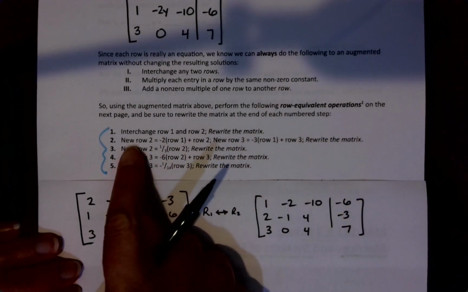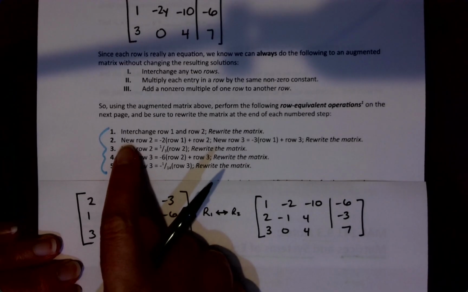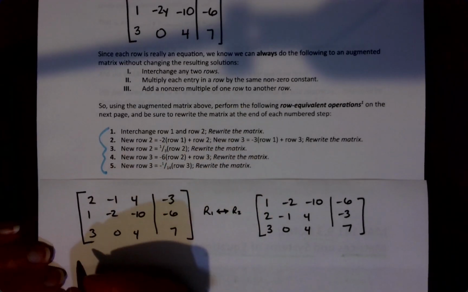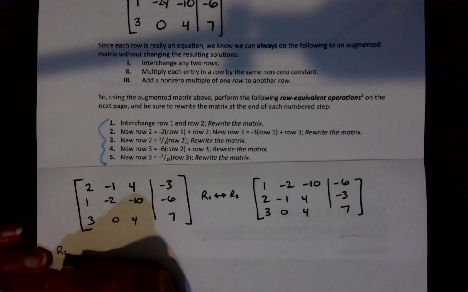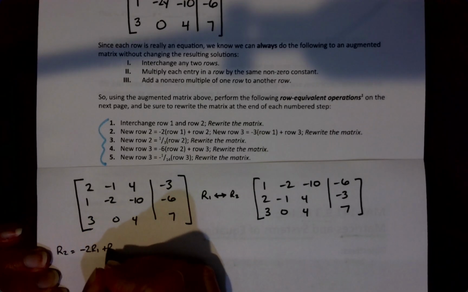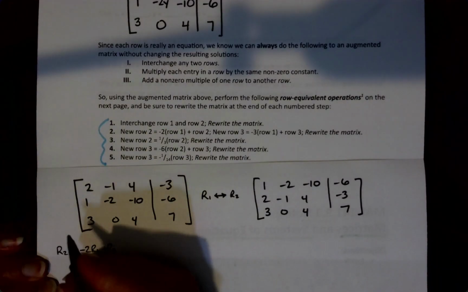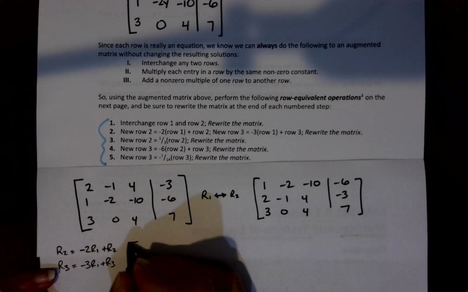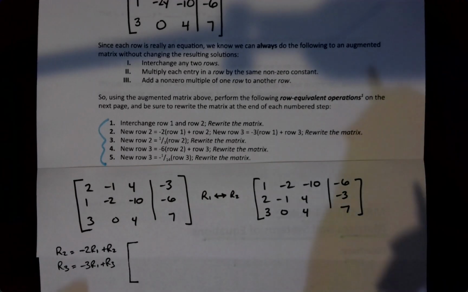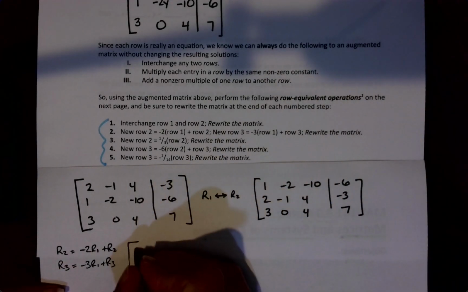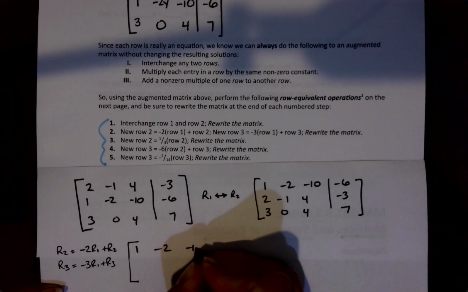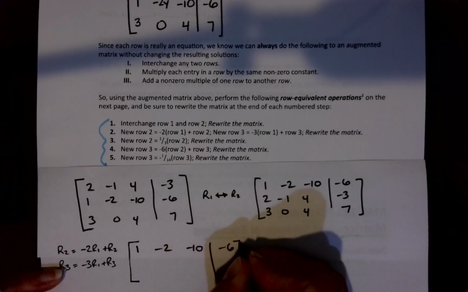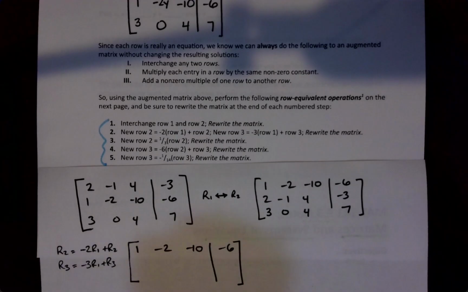Okay. The next step says we're going to take the new row 2. So I'm going to make myself a note down here. Row 2 is going to be equal to -2 row 1 plus row 2. And I'm also going to do a new row 3 equal to -3 row 1 plus row 3. All right. So row 1 isn't going to change. That's going to stay 1, -2, -10, -6. But rows 2 and 3 are going to change.